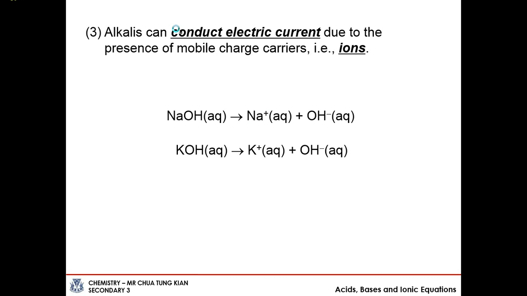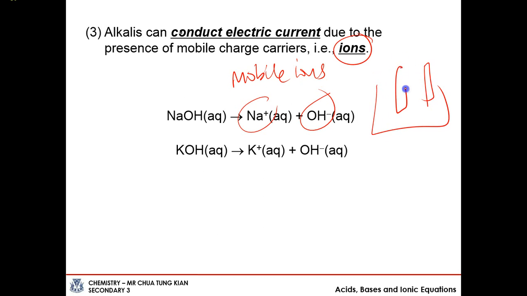Similar to acids, alkalis can also conduct an electric current. Why? Because they can dissociate in water to give you mobile ions. So when you have mobile ions, they can migrate to the electrodes. If you have a plus and minus here, the negative ions can migrate here, positive ions can migrate here, and this migration constitutes the flow of electric current. So alkalis can conduct electricity.